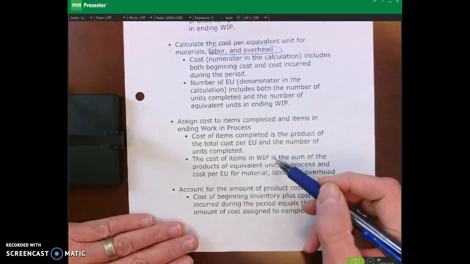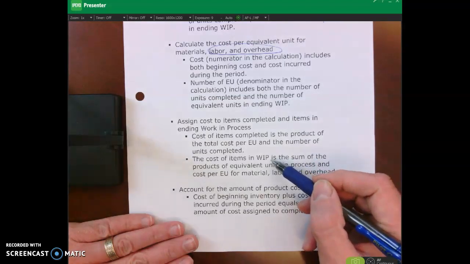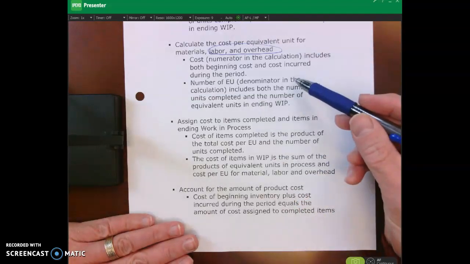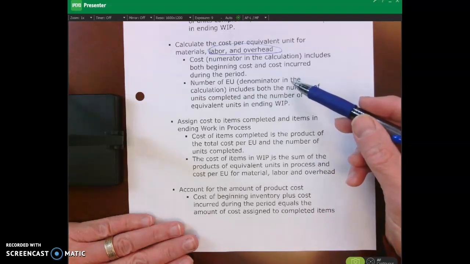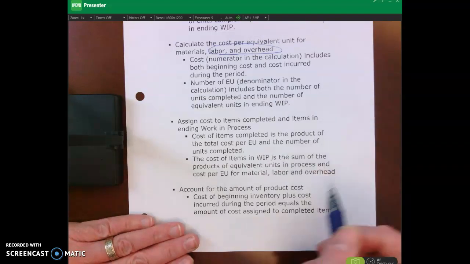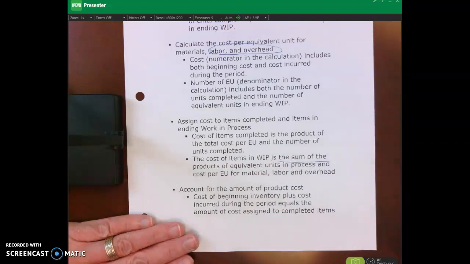And then what we can do is also calculate the cost of our units in ending WIP, which would be equal to the cost per unit with respect to materials times the equivalent full units in ending WIP with respect to materials, plus the cost per unit with respect to conversion times the equivalent full units in ending WIP with respect to conversion. Then we would add those two together, and that would give us a total value of ending WIP.